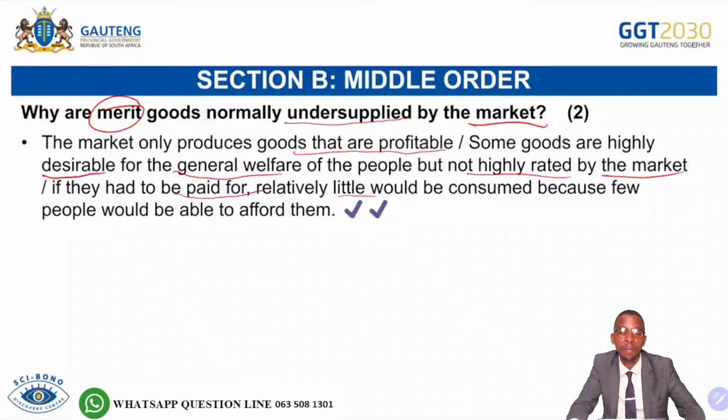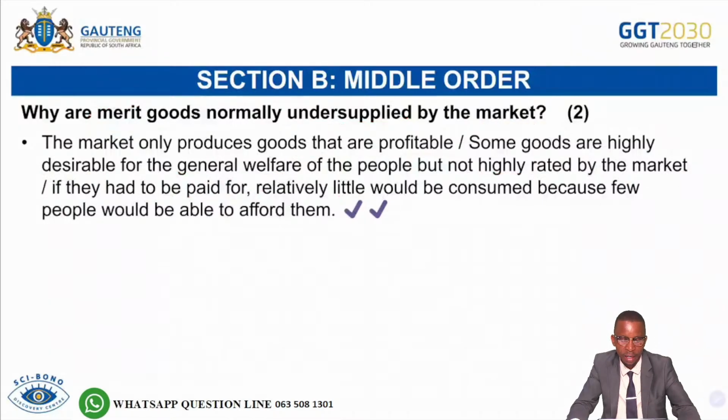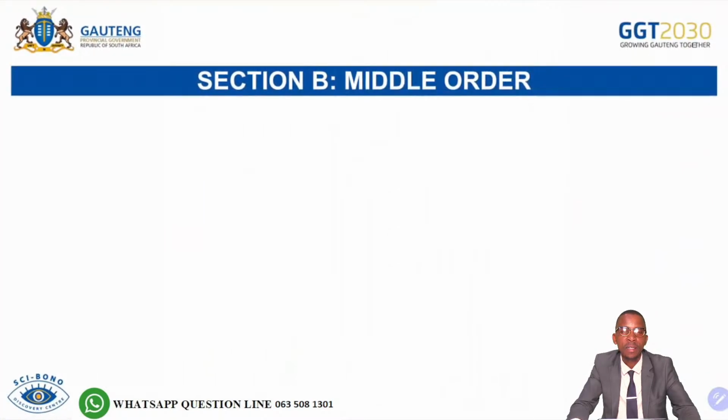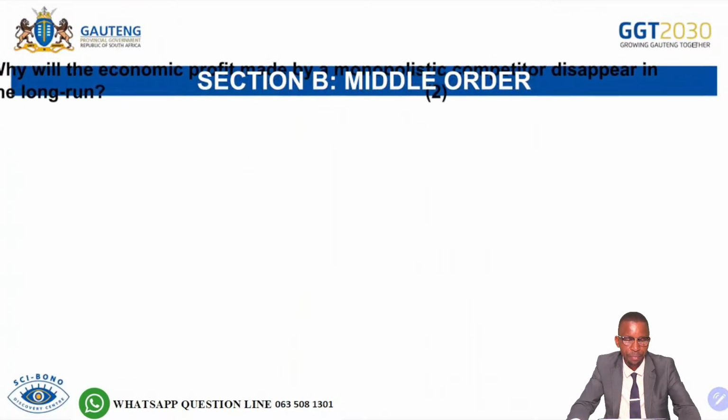Like if we talk about private education, it is expensive. So some of the parents cannot afford that kind of education, so they go for public education. That's why we say they are being undersupplied by the market, because as much as they are highly rated for the welfare of the nation, people are not willing to pay for them. Therefore, they are underrated in the market. For that reason, the market decides to undersupply those schools because they are not profitable enough for them, due to the fact that people are not willing to pay for them.